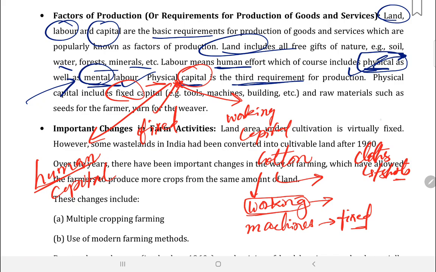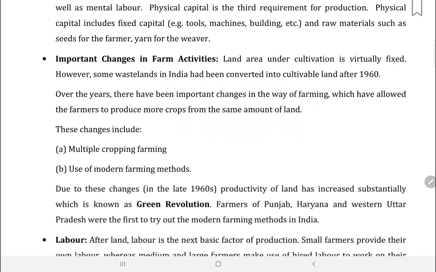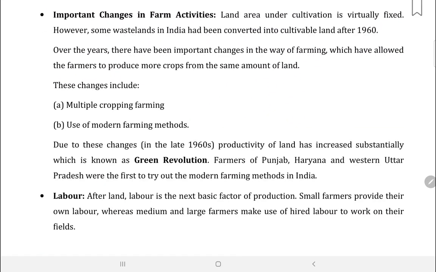And next, let's go to the next topic: important changes in farm activities. The world is a changing place, and everything has changed in the past few decades with the invention of new technologies and new machines, etc. So there is a change even in the agricultural sector and farm activities.